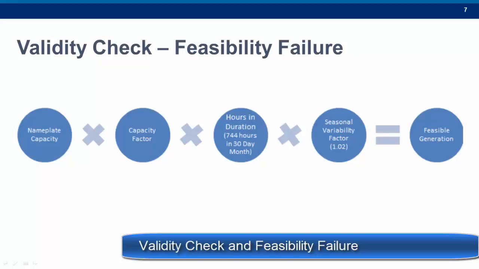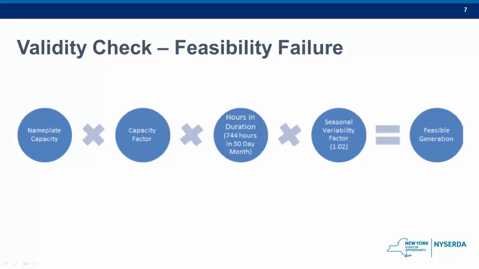Validity check feasibility failure. NYGATS will conduct an automatic electricity production data validity check in order to ensure that erroneous and technically infeasible data is not entered into NYGATS. The data validity check will compare reported electricity production to an engineering estimate of maximum potential production calculated as a function of nameplate capacity, typical or seasonal, if available, capacity factor, and duration.